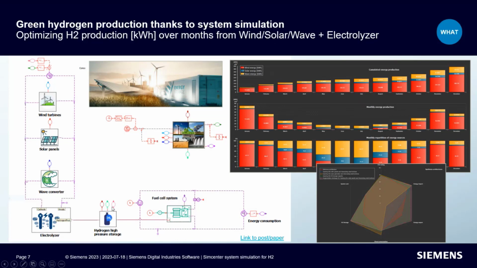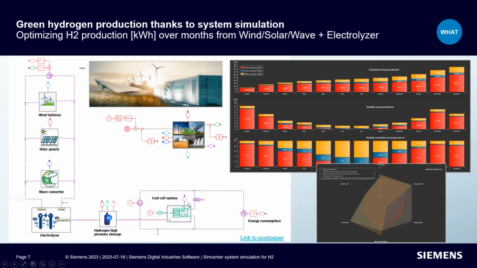Then we can model the hydrogen storage system. So for instance, in this model, we have several high pressure tanks. We are using compressors to compress this hydrogen, so we can predict the energy that will be consumed by the compressors. We can size hydrogen tanks accordingly to the quantity of hydrogen that we produce.